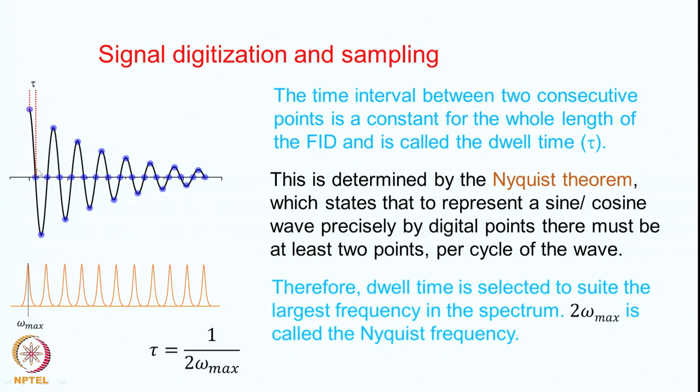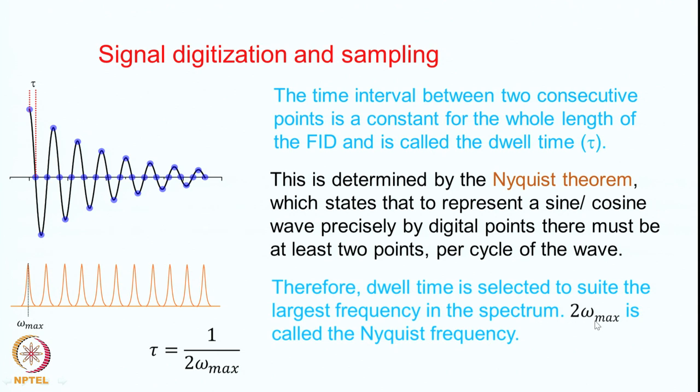Now how do we decide what this dwell time should be? This is determined by what is called the Nyquist theorem. Now what is the Nyquist theorem? This states that to represent a sine or a cosine wave precisely by digital points, there must be at least 2 points per cycle of the wave. So if I have a full cycle of the wave, going like this, in that wave there must be at least 2 points, so that it is properly represented, and that is called the Nyquist theorem. And therefore, the dwell time is selected to suit the largest frequency in the spectrum.